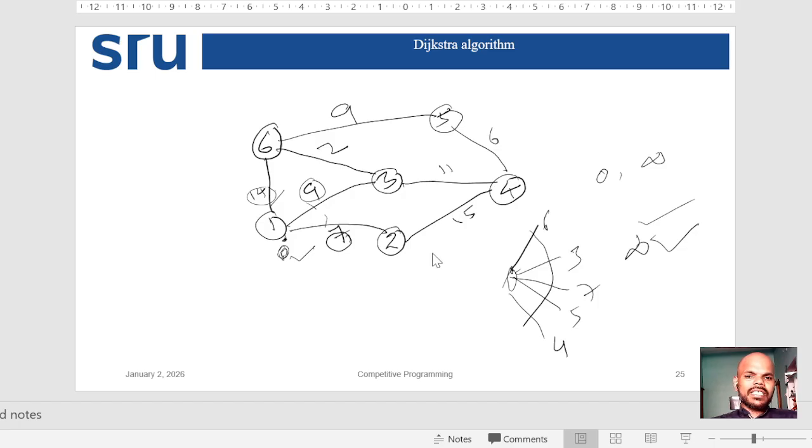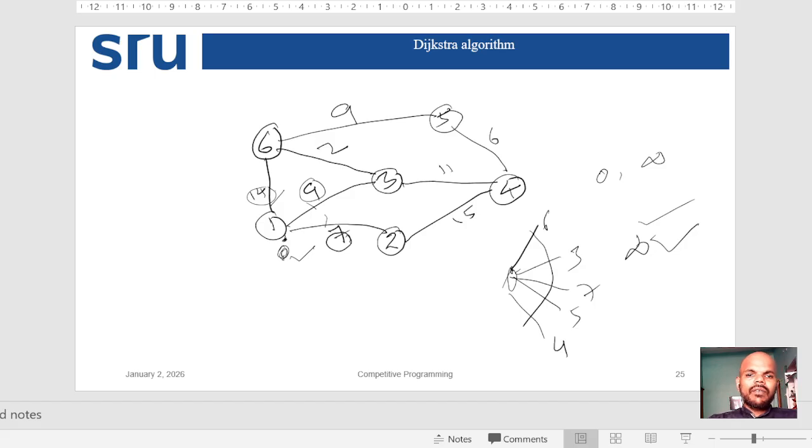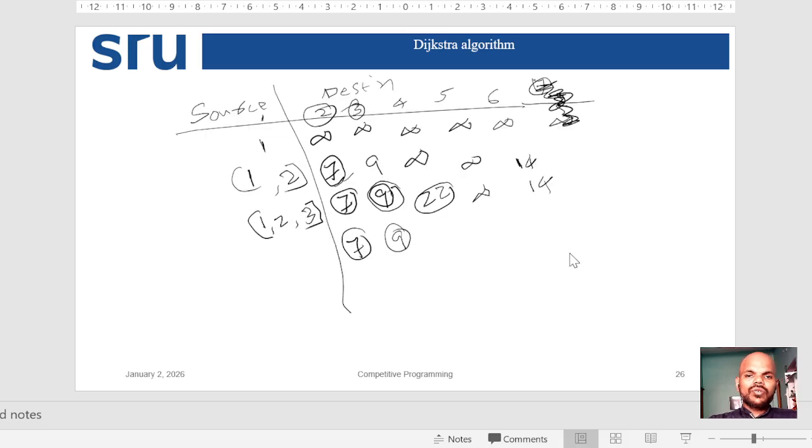So for example, this one, this is a 22. 1 to 4 is 22 previously, but now we got 1 to 4 as 20. Previously it was 22, but via the alternate path we got 1 to 3 is 9, 3 to 4 is 11, which is 20. So compared to the 22, 20 is the lesser value. That means the minimum value. So you update here, it is 20.